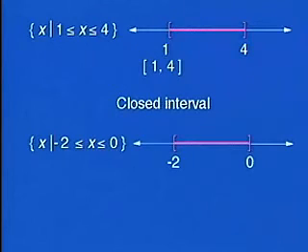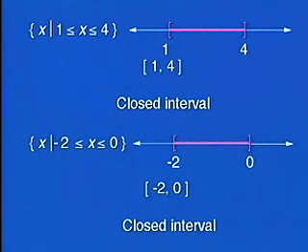Here's another example of a closed interval. We have the set of all x such that x is greater than or equal to -2 but less than or equal to 0. Our two numbers again are -2 and 0 with brackets around both, and we've shaded the numbers between. Our interval notation begins at -2 and extends to 0. Again, we put brackets around both, and we call this a closed interval.